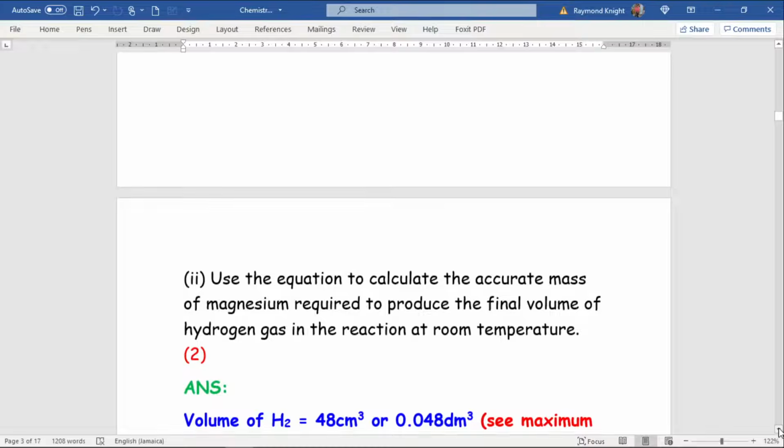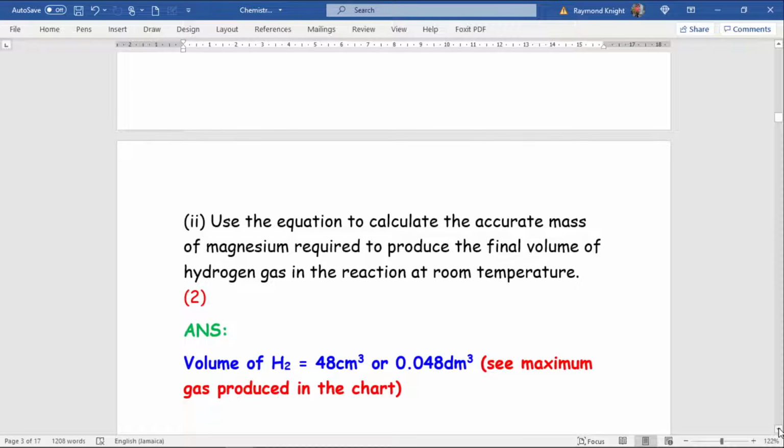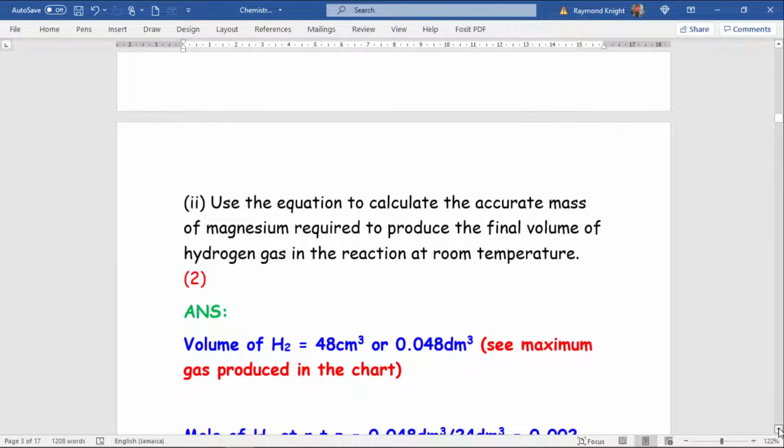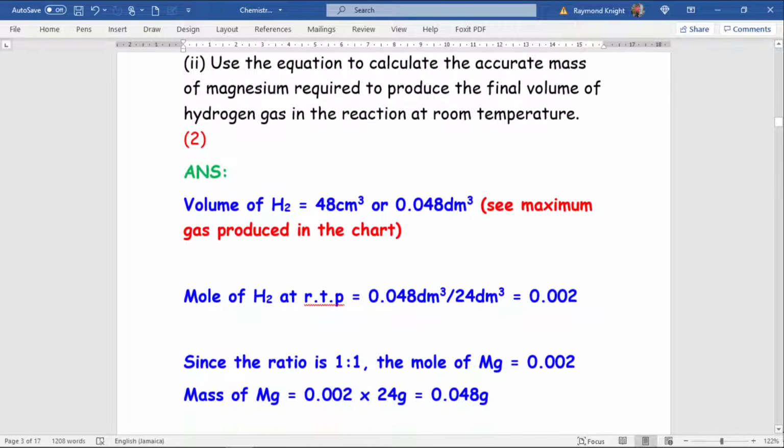Part 2 is to use the equation to calculate the accurate mass of magnesium required to produce the final volume of hydrogen gas in the reaction at room temperature. Let me explain something real quick right here. We have the volume of hydrogen gas as 48 centimeters cube. How we get 48 centimeters cube is very important, because you may wonder where this number pops up from. Now let's go back to the question.